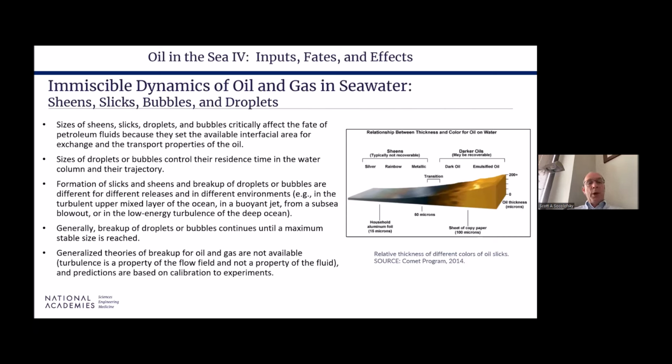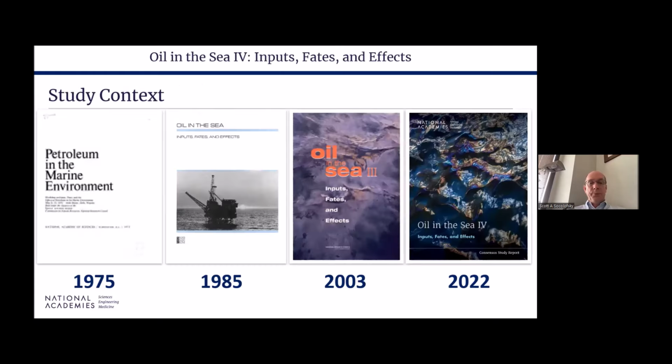Then as the oil interacts with seawater and mixes with seawater because it's immiscible, then bubbles and droplets will form. And their sizes are very important because they control the transport in the water column. Different sized droplets will rise at a different velocity. And then because the ocean currents are transporting these droplets or bubbles laterally as they rise, then these different sizes will end up in different locations.